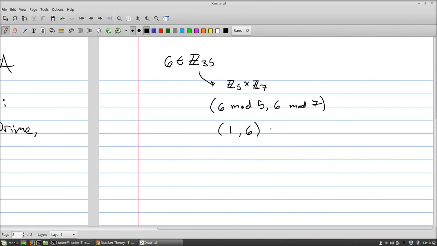And now the question is, how do you get from a pair back up to where it came from? That's the hard thing about the Chinese remainder theorem. Once you take the element, you go down into the pair system, and then you want to take a pair back up to Z mod 35. How does that mapping work? Let's just do an example here for this one.